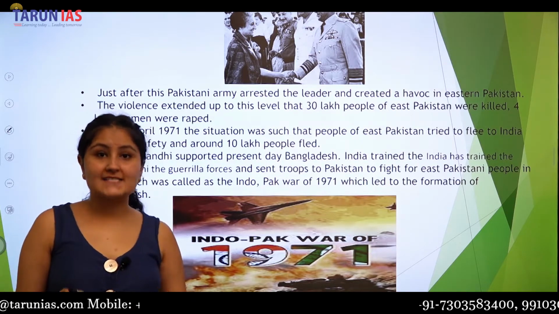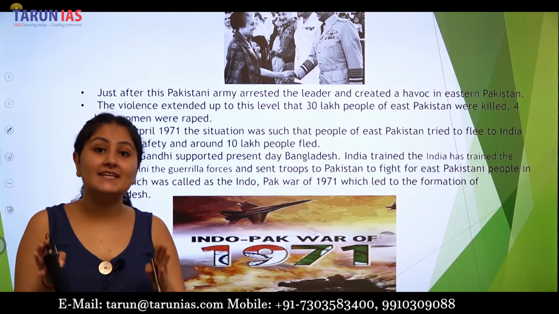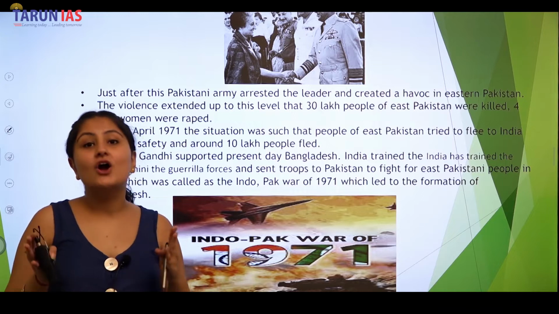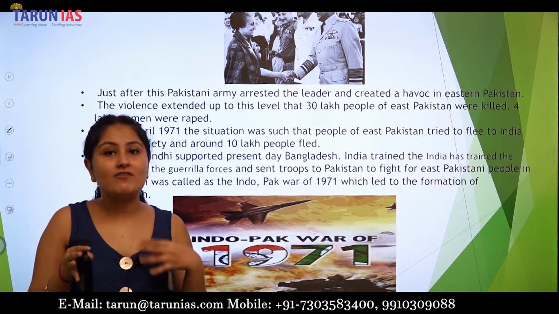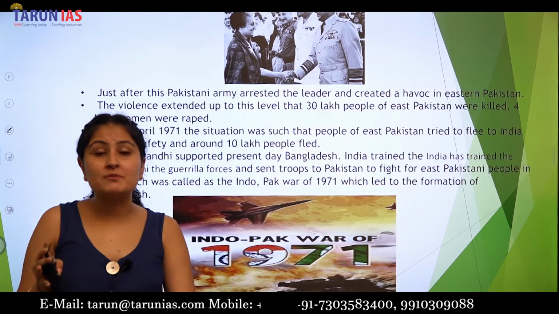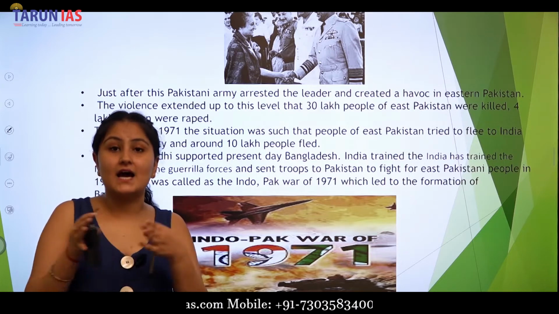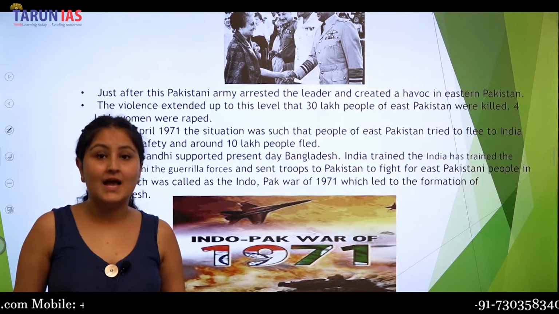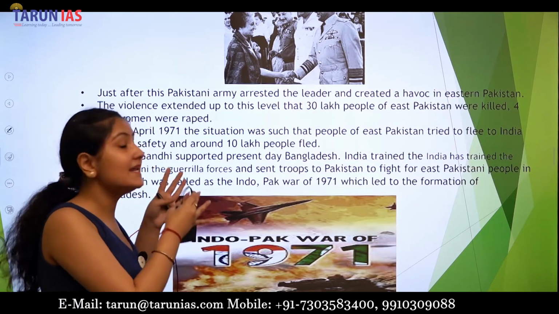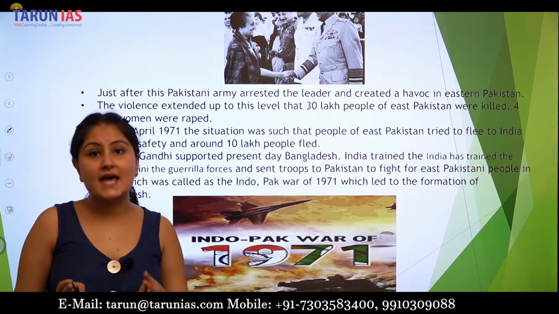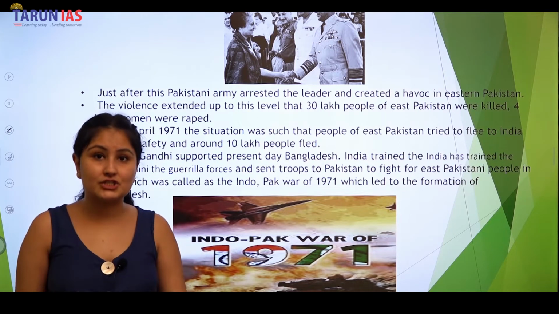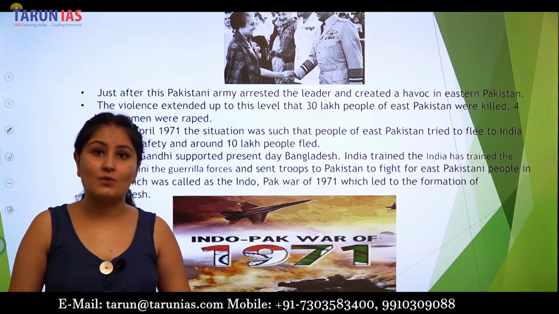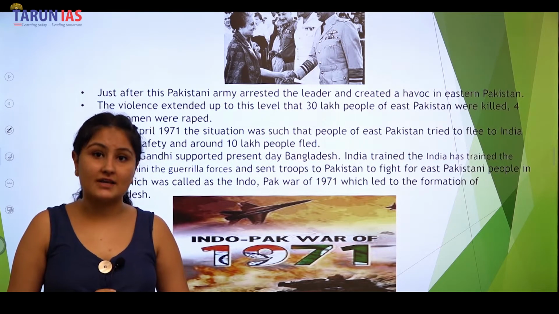This was called the Indo-Pak War of 1971, which led to the formation of a different nation called Bangladesh. So we have understood that this nation was formed because of the torture and the harassment which the people of East Pakistan were facing at that point of time. So this was what happened in 1971, which led to a new nation's formation and which is very popularly called the 1971 War of India-Pakistan.